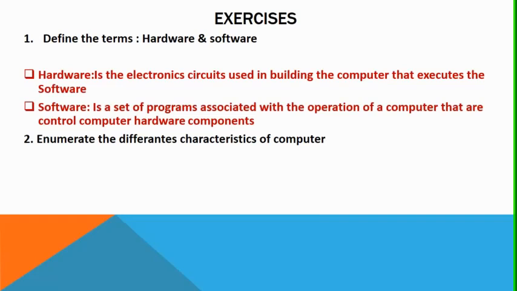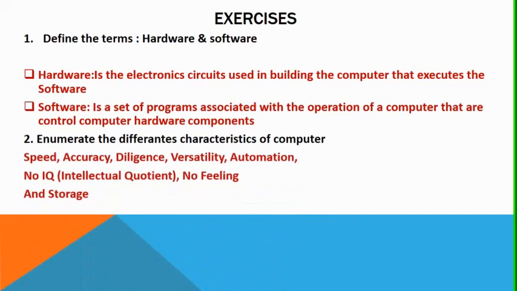Question number 2 asks us to enumerate different characteristics of computers. We saw the headings in which those characteristics are discussed. Let's see the answer now. Speed, accuracy, diligence, versatility, automation, no IQ, no feeling, and storage or capacity of remembering.